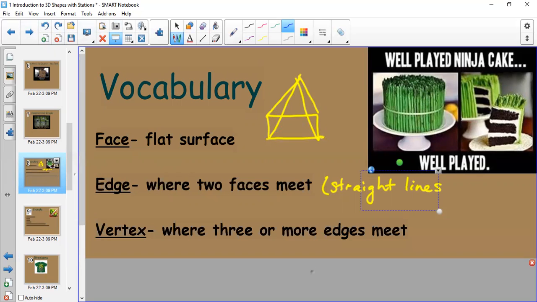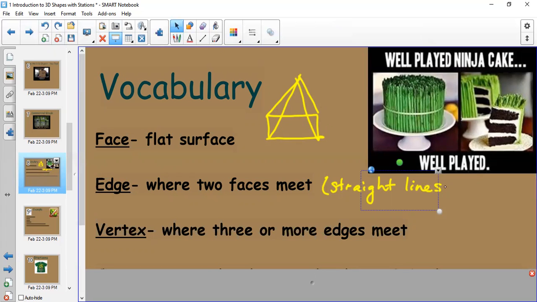All right, next vocabulary word is vertex. The plural is vertices. So you might hear your teacher say vertices. It means the same as vertex, just more than one. And a vertex or vertices are where 3 or more edges meet. They usually create a point.